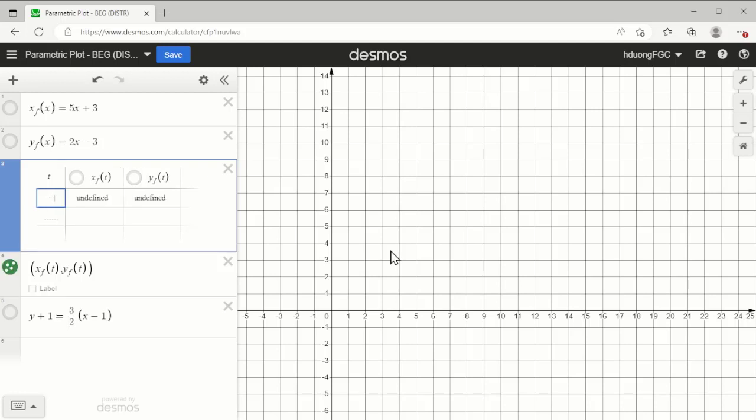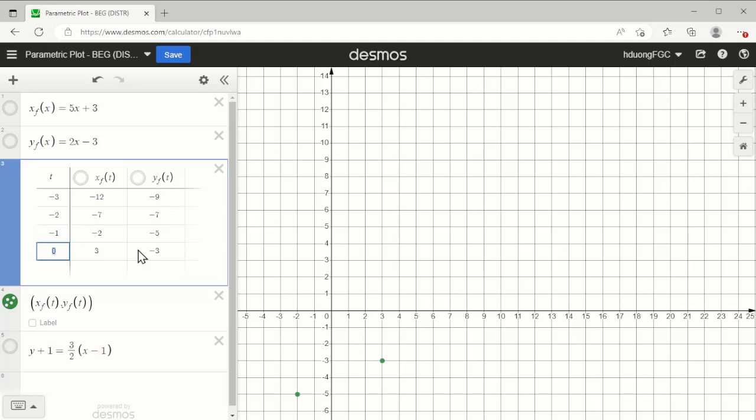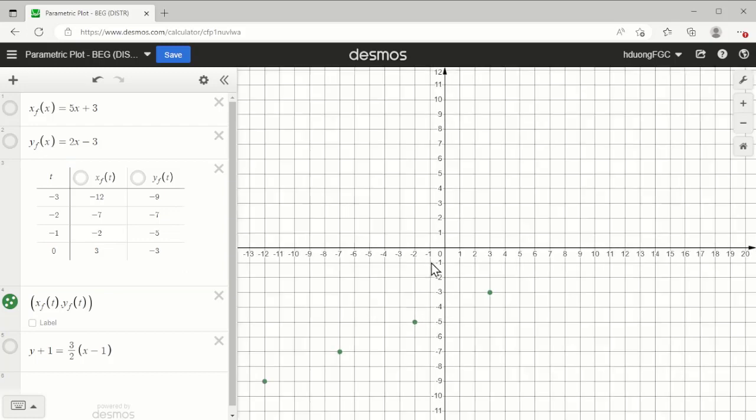So negative 3 was the start. We got minus 12 for x and minus 9 for y, which is consistent with what we had on the board earlier. Now minus 2, negative 7 for x and y, okay, negative 1, and it comes out with these. 0, right, and now we can keep checking. And so now as we go along, you can start seeing these points that popped out right here.